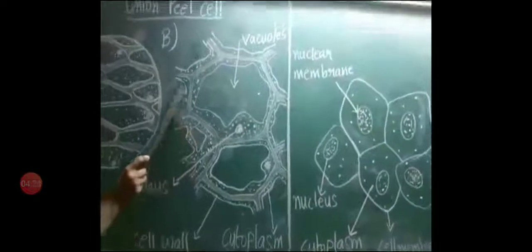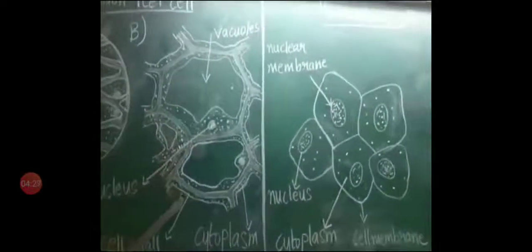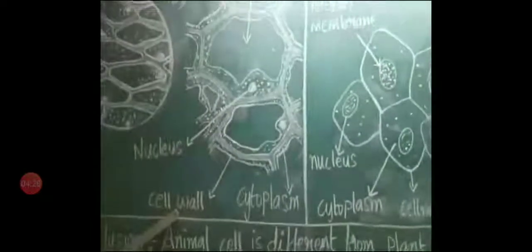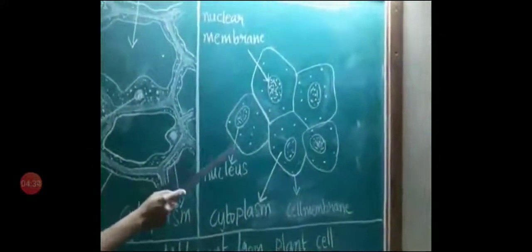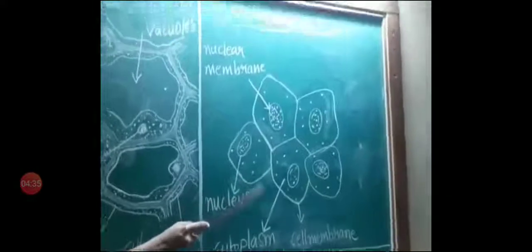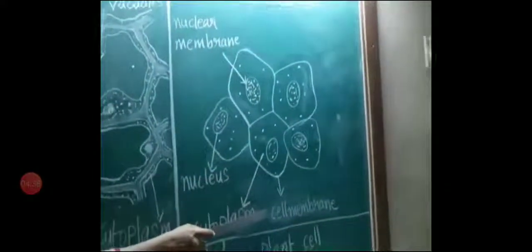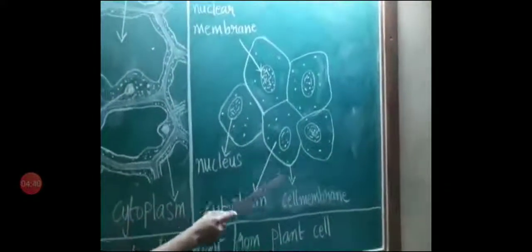And what third difference have you seen? That a plant cell has a distinct wall, and this distinct wall we call the cell wall. Whereas in an animal cell, you will see that cells have a thin membrane, and that thin membrane we call the cell membrane.